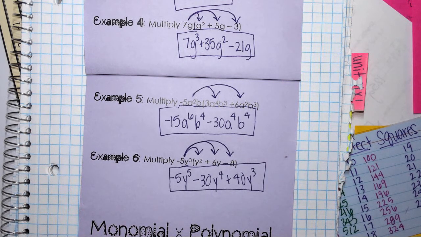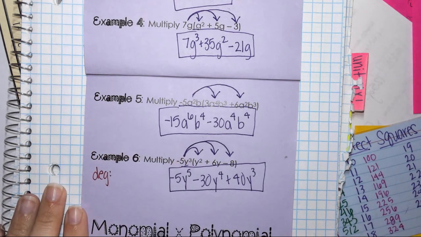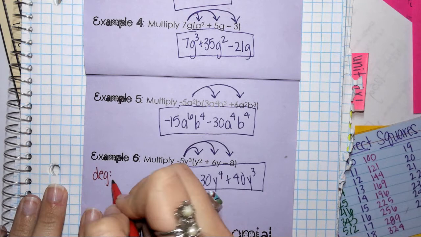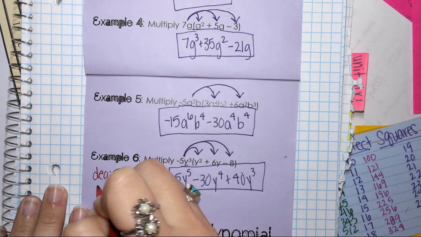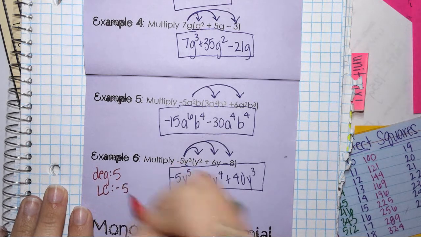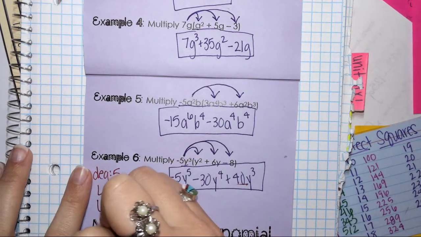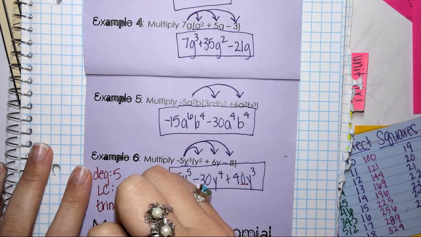Now, what is my degree of this polynomial? It's 5. What is my leading coefficient? Negative 5. And what kind of polynomial is this one right here? A trinomial.